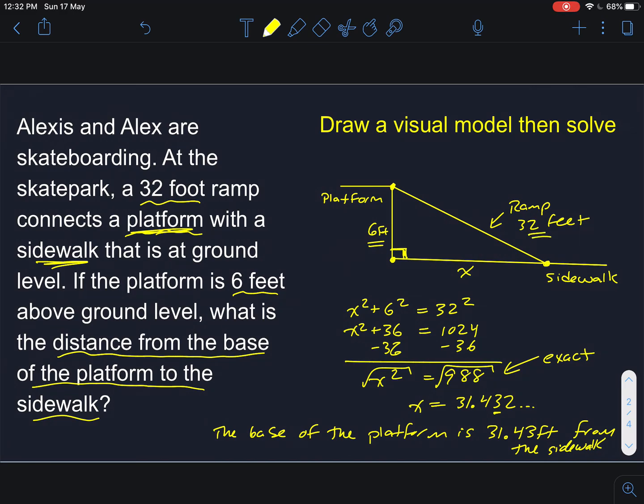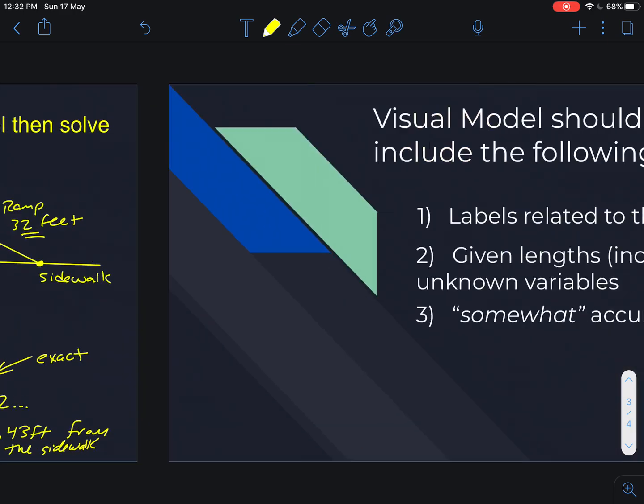And really, I could have done this more to scale. I could have made that 32 longer when I drew it, or I could have made the 6 shorter. But always think about whether your answer is reasonable. I got an answer of 31.43 feet. Yeah, that's reasonable. You definitely don't want the answer to be longer than the hypotenuse in this problem. So to me, that seems like a reasonable answer.